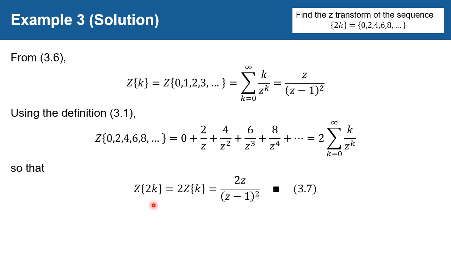This example demonstrates the linearity property, since we have 2 times the z transform of k from the z transform of 2k. This demonstrates the linearity property of the z transform, and we shall consider that further in the next lesson.